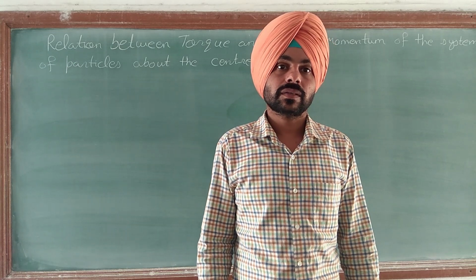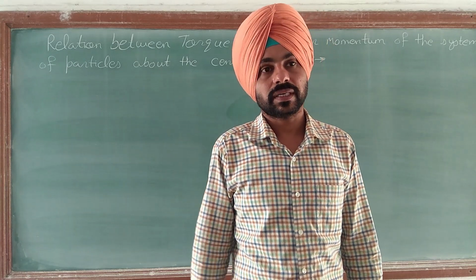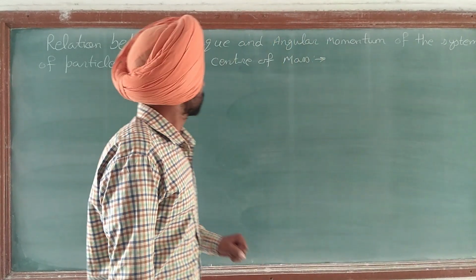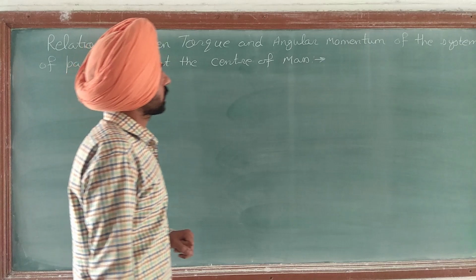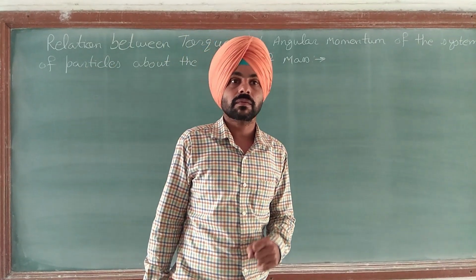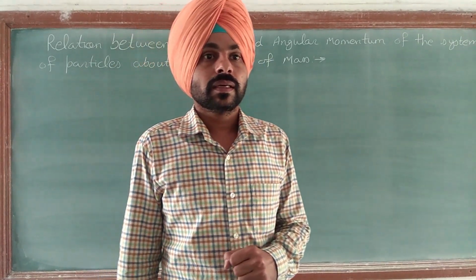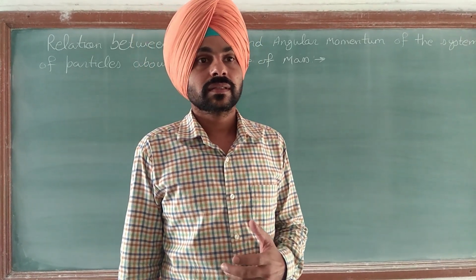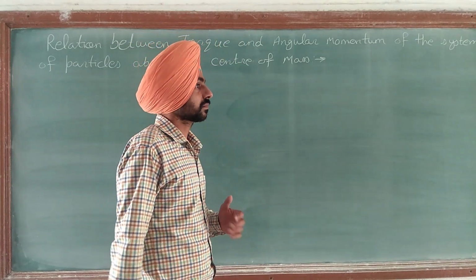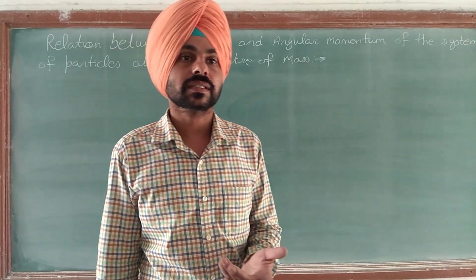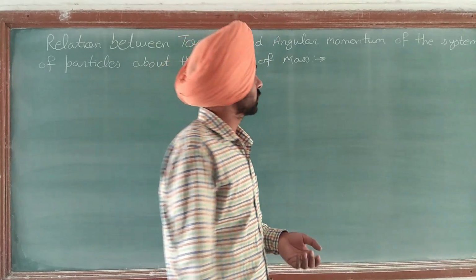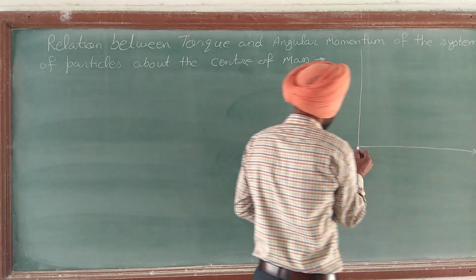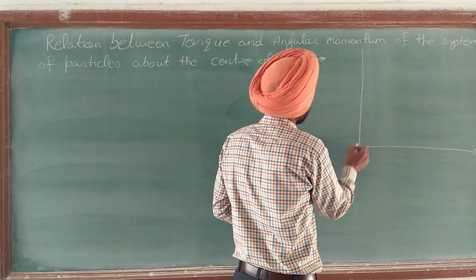As we are talking about the system of particles, n number of particles in a system, today we will see the relation between the torque and angular momentum of the system of particles about the center of mass. As in our previous lectures, we considered the system of n particles whose masses are m1, m2, m3 and their position vectors are r1, r2, r3 and so on up to rn with respect to the position of the coordinate system.